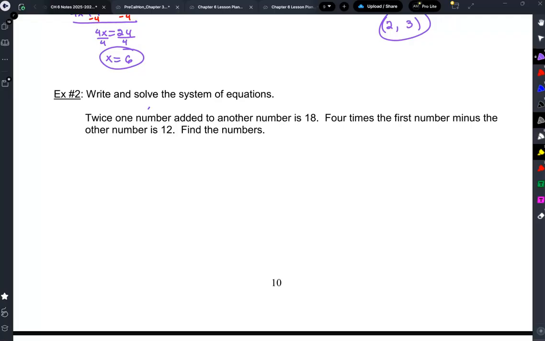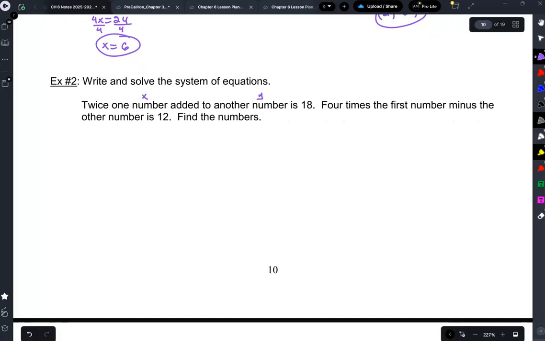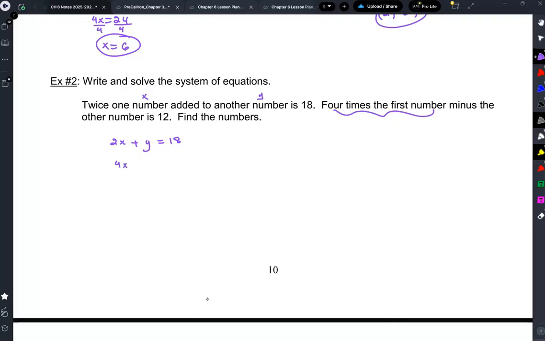So twice one number, we're going to call it x, added to another number, we're going to call it y, is 18. So if I just do this one sentence, twice a number added to another number equals 18. Do you see that? Now look at this next one. 4 times the first number minus the other number is 12. Okay? Now, this is my system of equations.